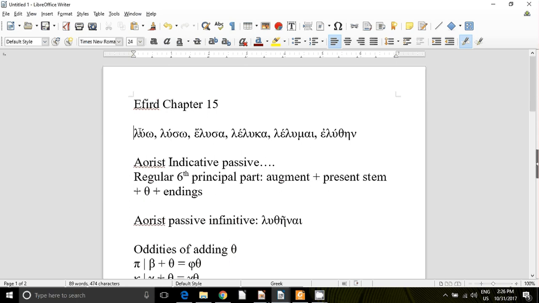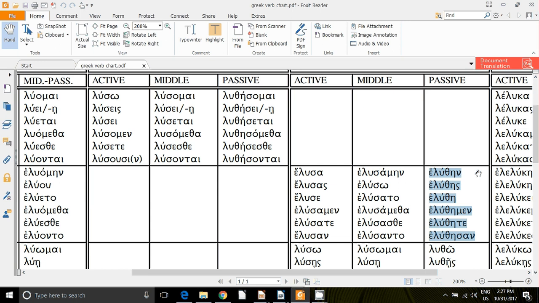There they are. So, this is present indicative active, future indicative active, aorist indicative active, perfect indicative active, perfect indicative middle passive, and now aorist passive, forming our last principal part. Normally, how do you make a regular 6th principal part? The augment, so you see the augment there, plus the present stem, plus theta, and then your endings to form your aorist passive. What are those endings? Here they are.